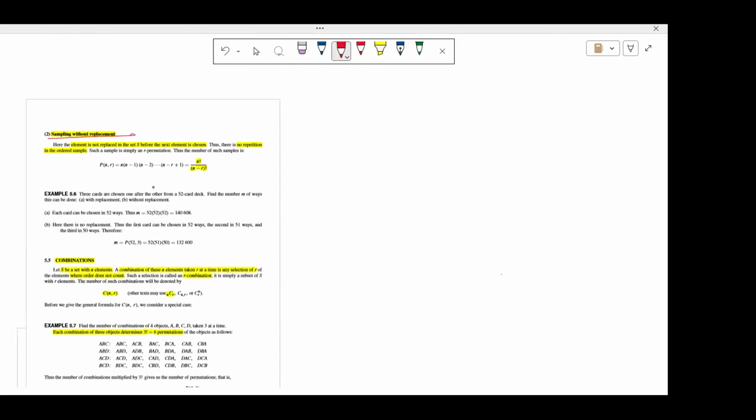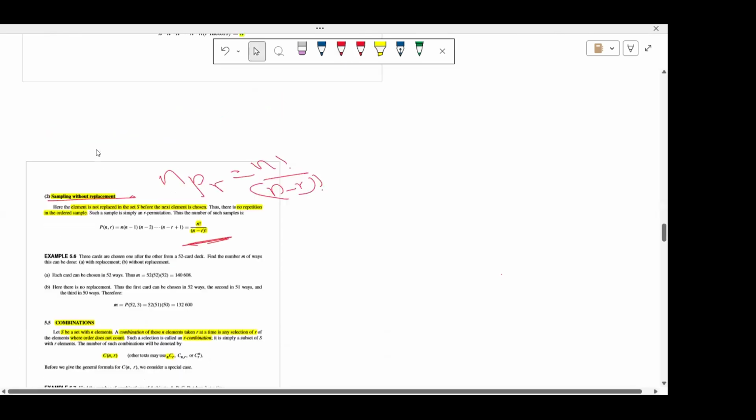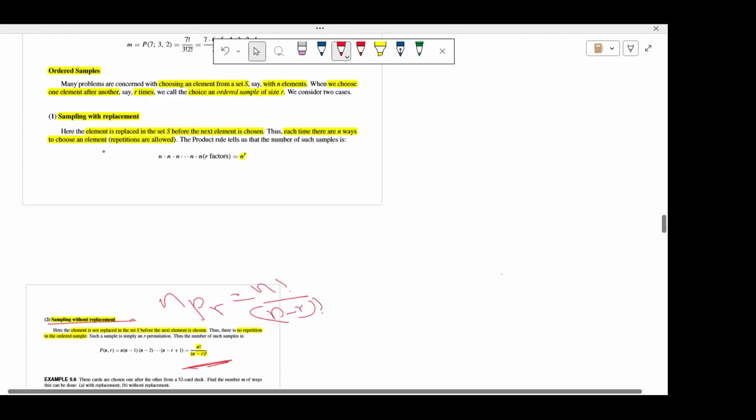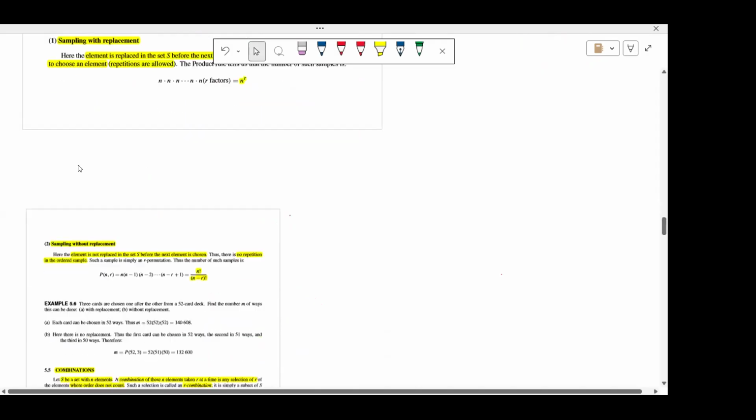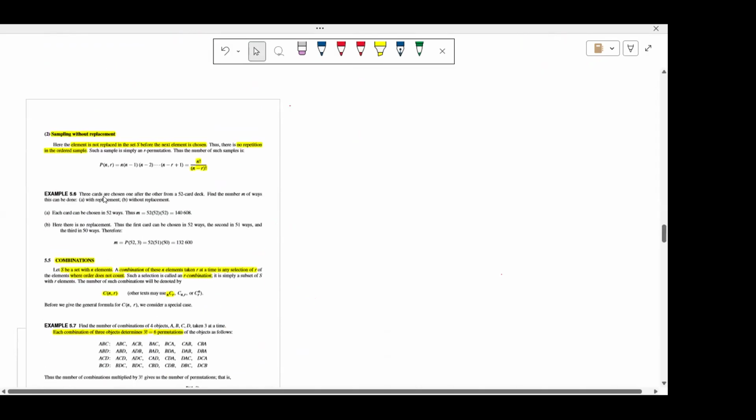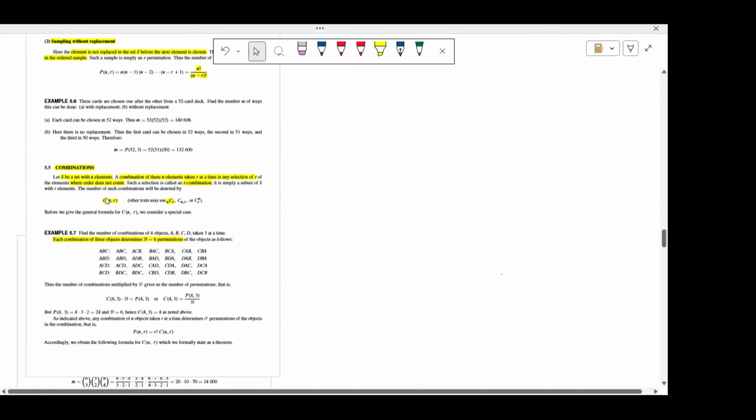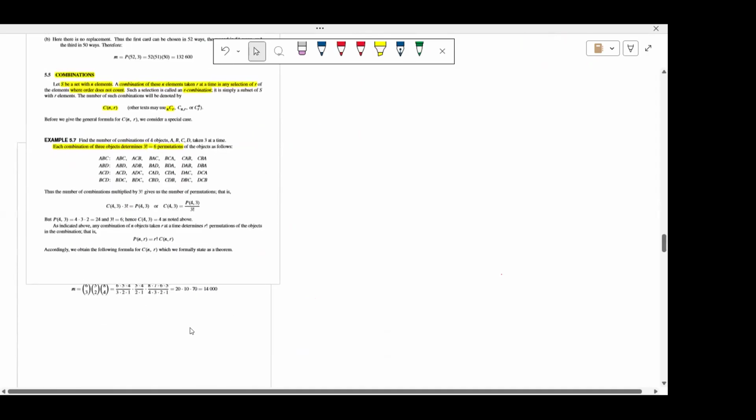Sampling without replacement, nPr, is n factorial over n minus r factorial. This was already discussed. With replacement, we discussed n to the power r. So altogether we have discussed three types. Now, before moving to combinations, we will look at some examples.